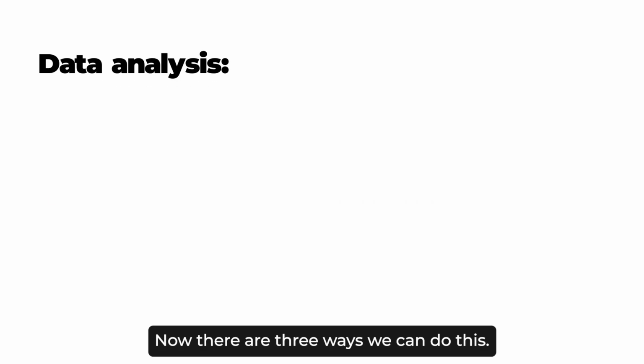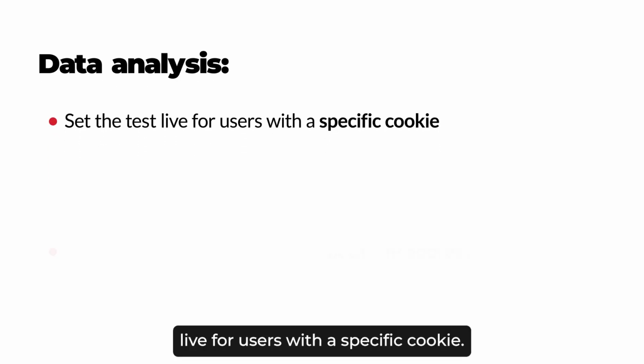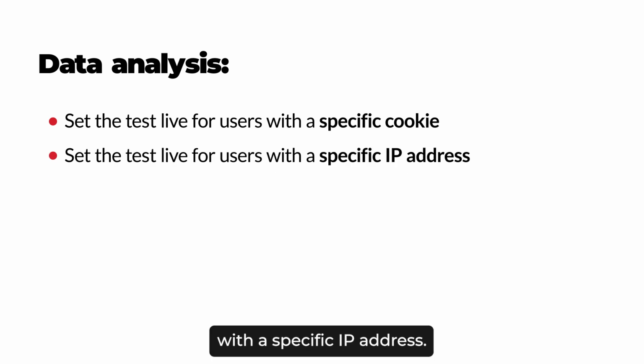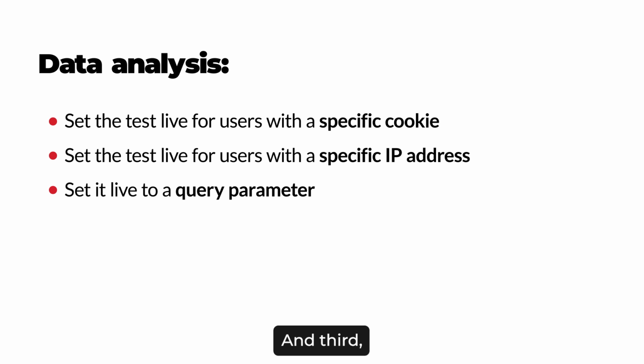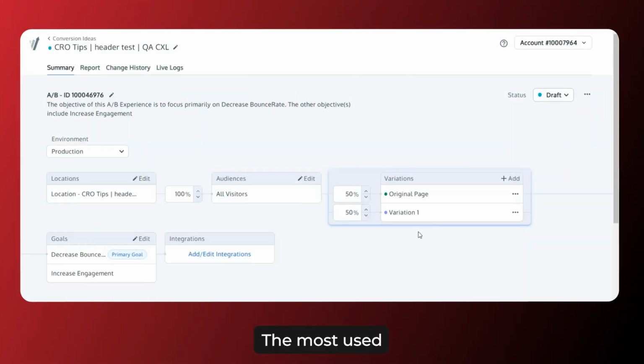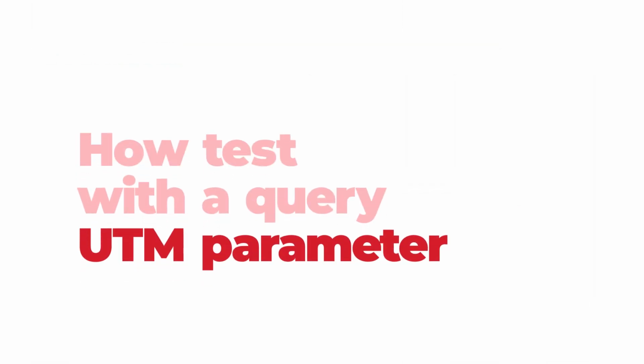Now, there are 3 ways we can do this. First, we can set the test live for users with a specific cookie. Second, we can set a test live for users with a specific IP address. And third, we can set it live to a query parameter. The most used and easiest method is setting it live to a query parameter or UTM parameter. Therefore, this lesson will cover that method.